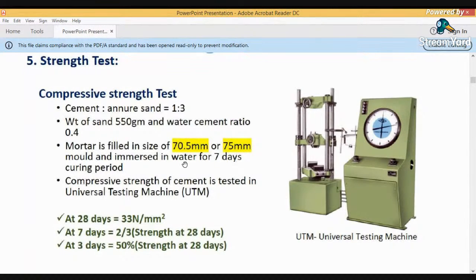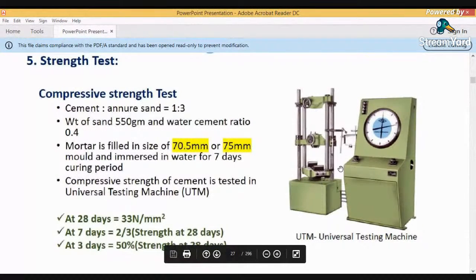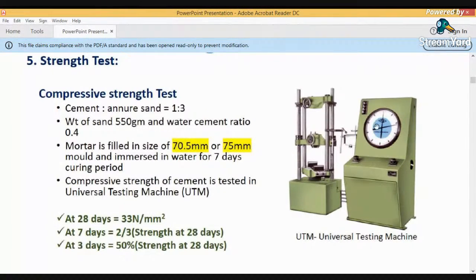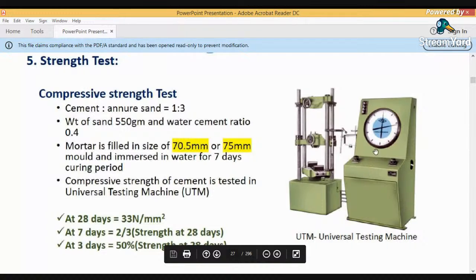Then we have to take out this mold or that cement cube, and place it inside this universal testing machine. Then automatically, here you can see there is a gauge with a reading. You can directly see the reading at which the cement cube fails. That reading you have to record from this universal testing machine. That is called the compressive strength of the cement.